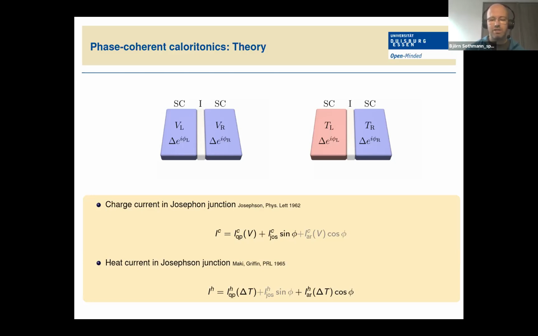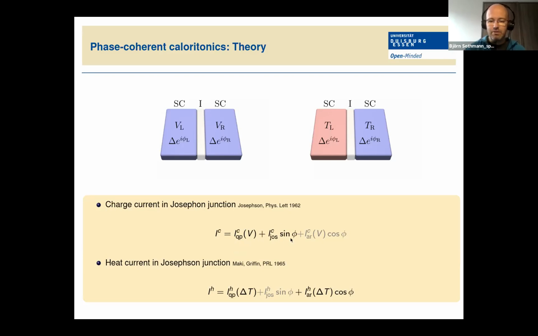And what he showed is that there are basically three different contributions to the charge current. The first one here is due to the quasi-particles which are above the superconducting gap. That's a dissipative process, so this requires a finite bias voltage to be applied between the superconductors. And this term is independent of any phase difference because the quasi-particles don't know about the condensate.